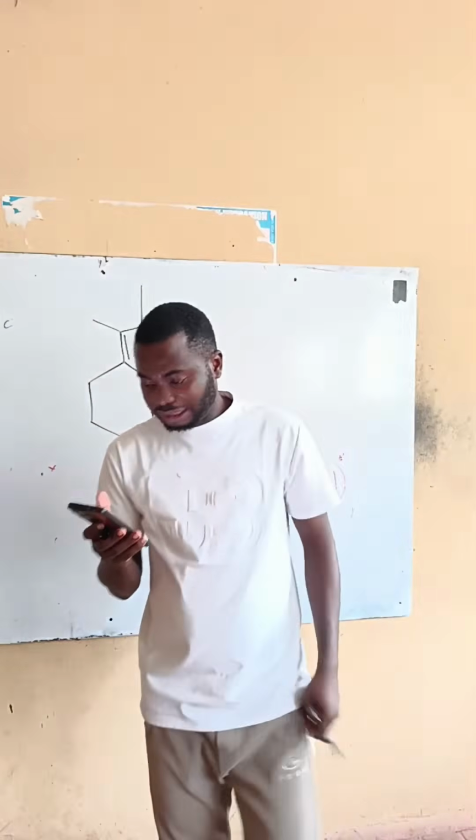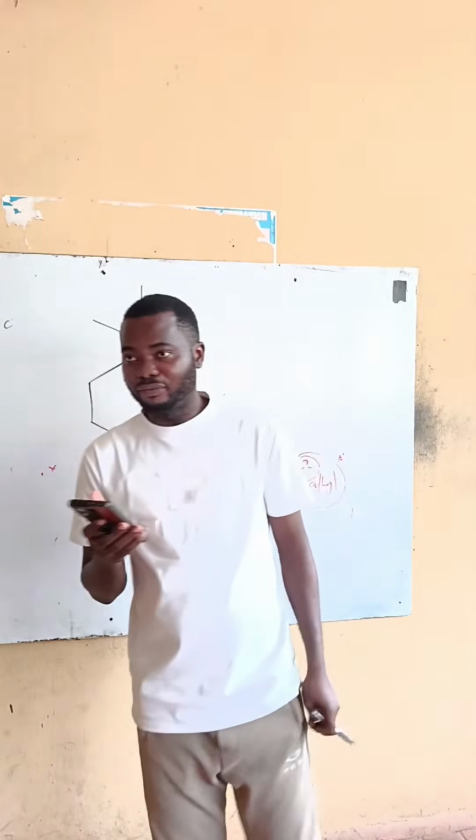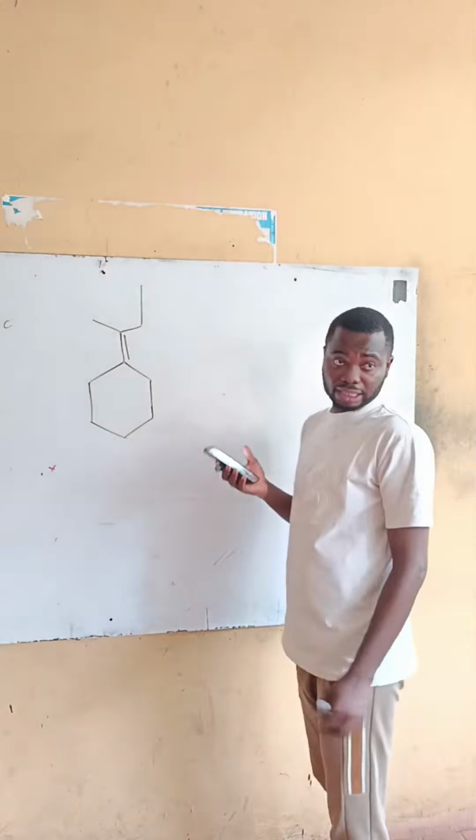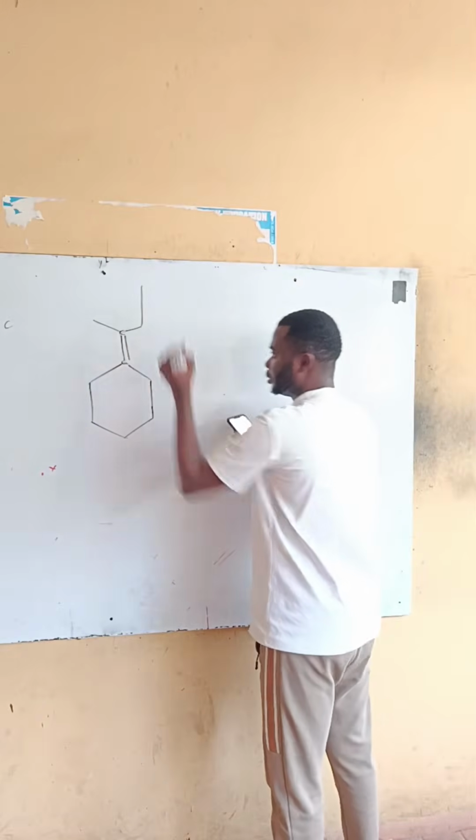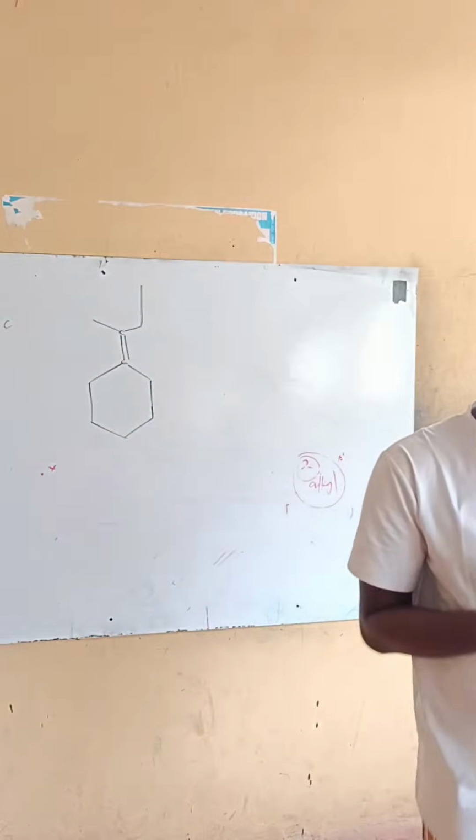Some of you were not in my class when I was dealing with line formula. That's why you're having a challenge with it. Where is the C double bond C? Can you locate the C double bond C? Once you first locate that place, it will make sense. Is that okay? Now, that's the C double bond C.